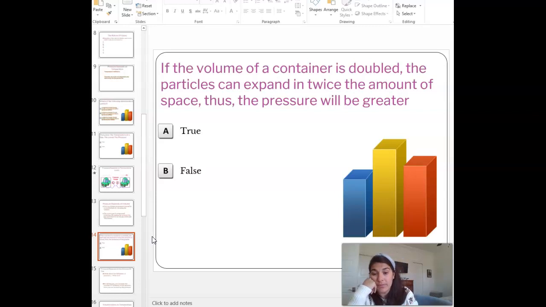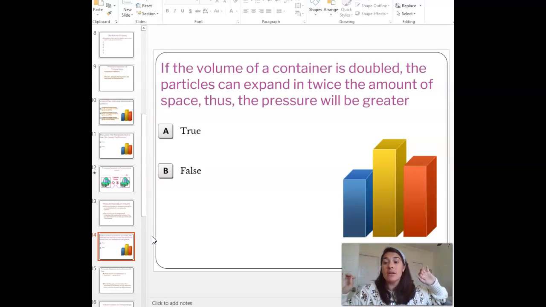Okay, so hopefully you said that if the volume of a container is doubled, so you're in my classroom and then I put you in the TUI gym, then the particles can expand in twice the amount of space. Thus, the pressure will be less. This is false. If I think about it again, there's 20 of you running around in my classroom, you're exerting an amount of pressure because you have an amount of empty space. I then take the 20 of you and put you in the TUI gym. Way more empty space, way less collisions.